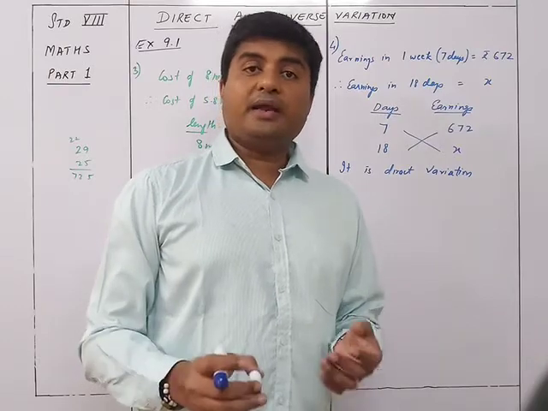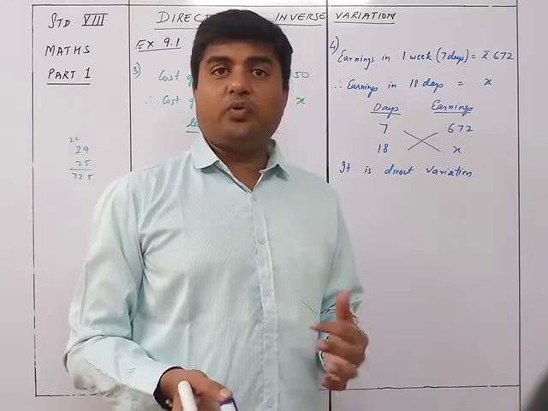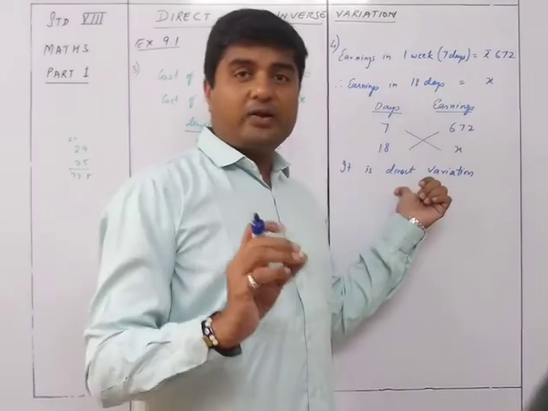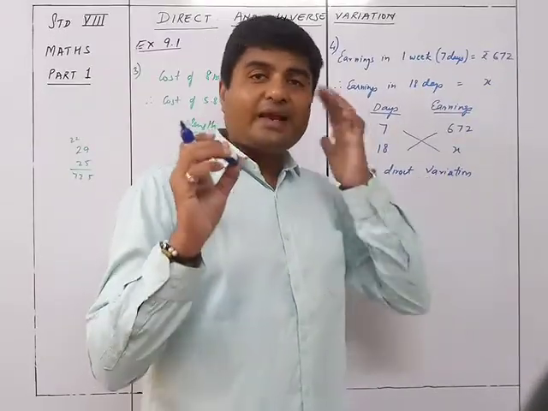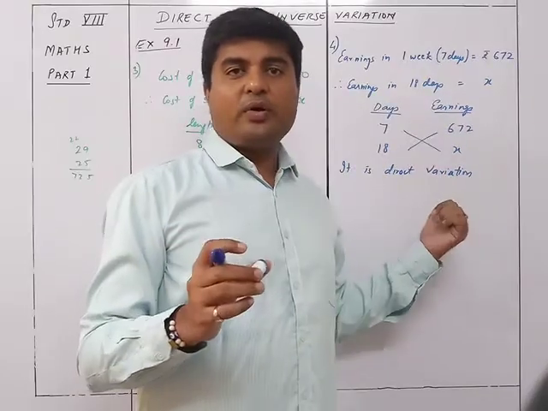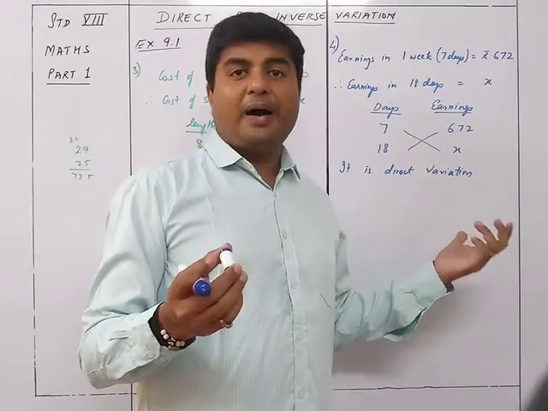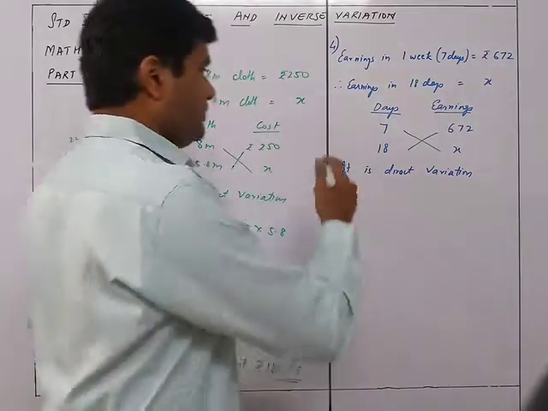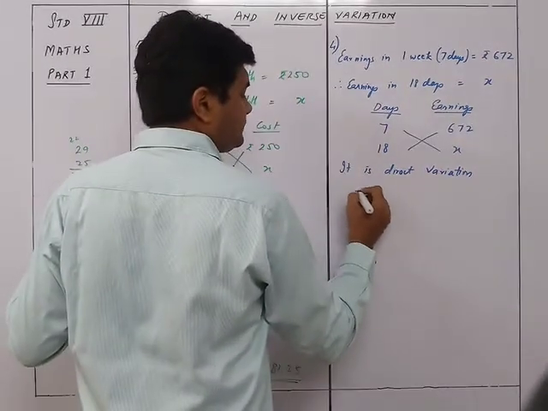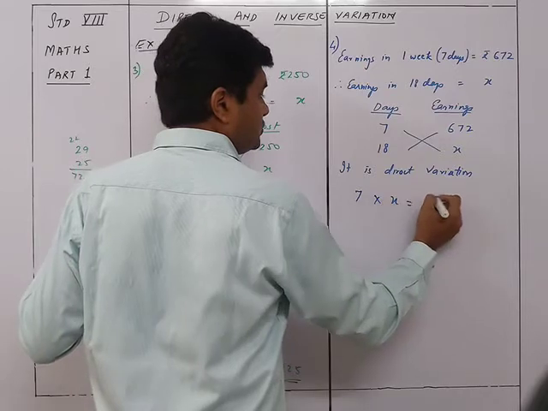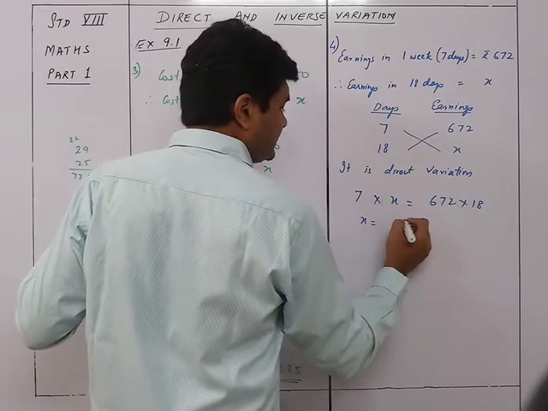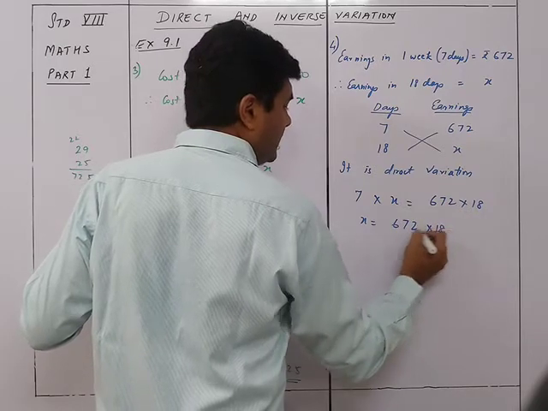But in case of examination, you don't know whether it will be direct or inverse. So you need to identify it first, so that you are more clear in your mind. Not that they are going to fetch you marks over here, but the point is that you are clear in your mind that it is direct or inverse. So now you know it is 7 into X is equal to 672 into 18. So X is equal to 672 into 18 upon 7.